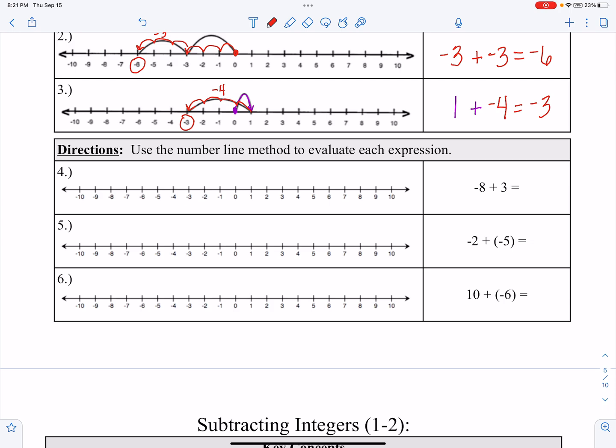All right, next one. It says, use the number line method to evaluate each expression.